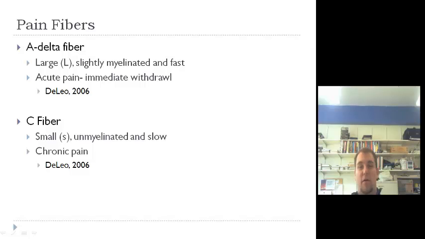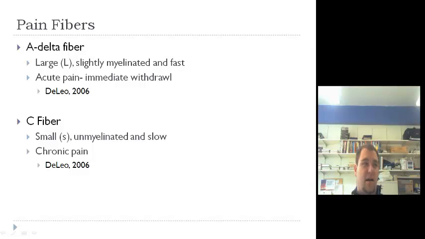The C fibers are small, unmyelinated, and slow. These are more chronic pain type fibers. Now, this is what I usually see in my patient population, more acute chronic to chronically acute, if that makes sense, patients.